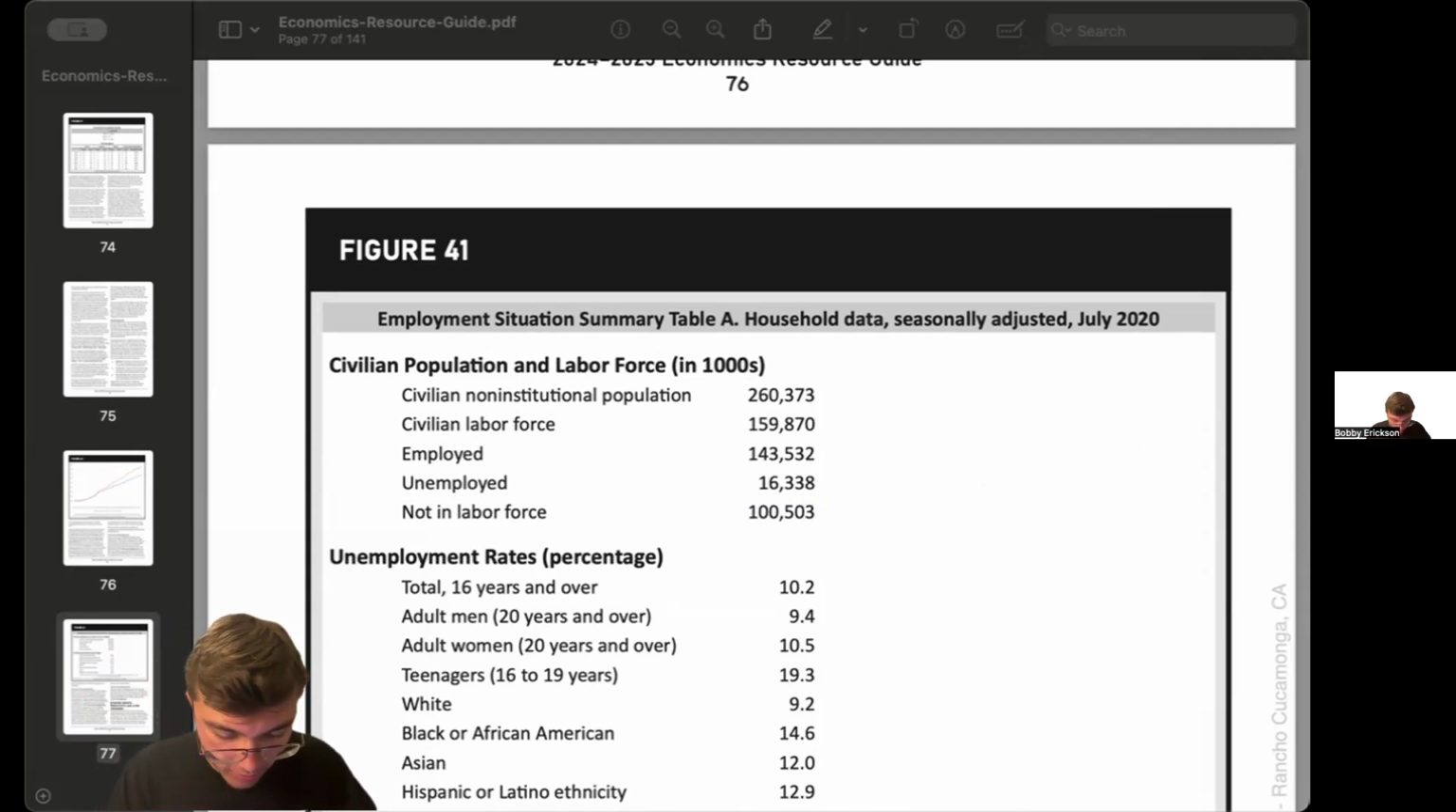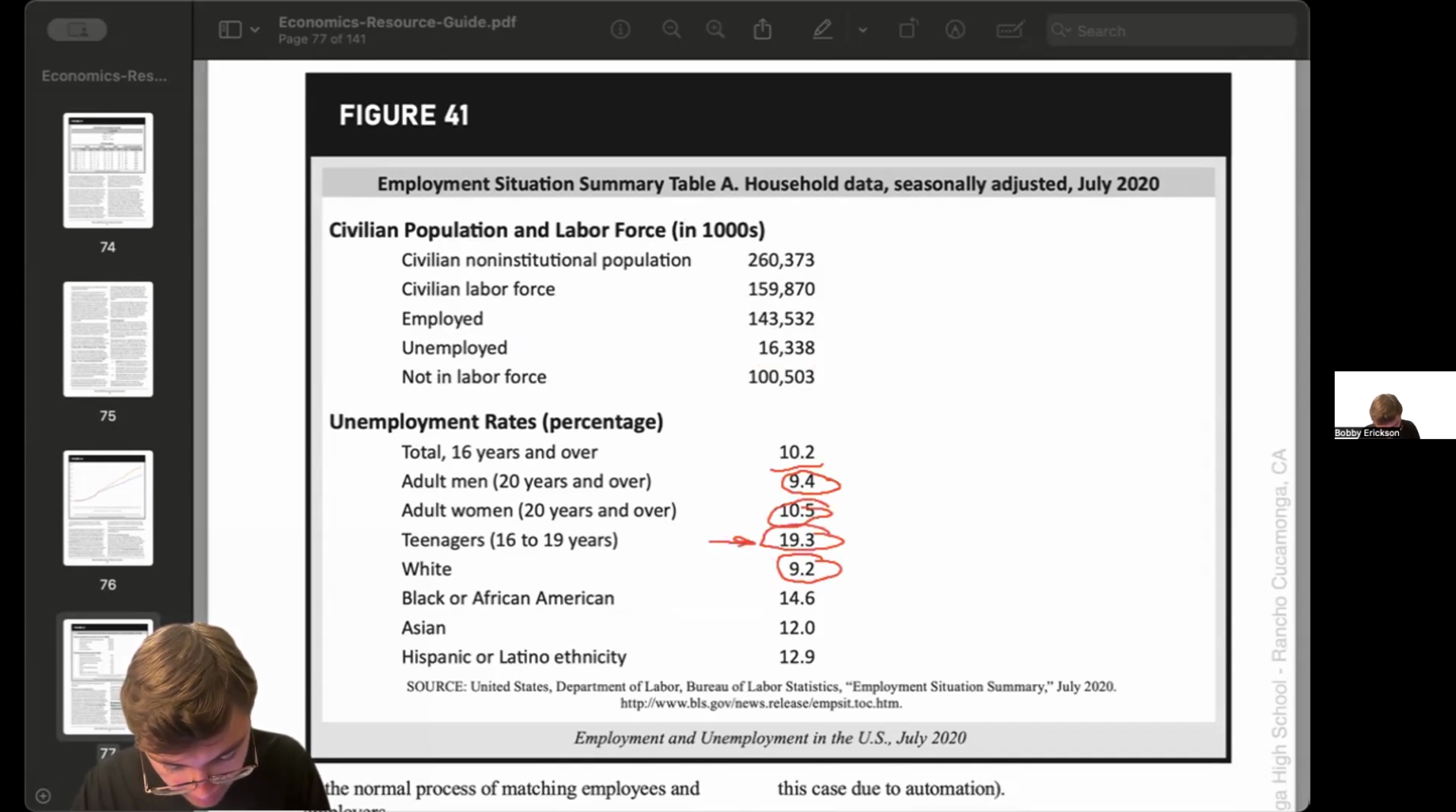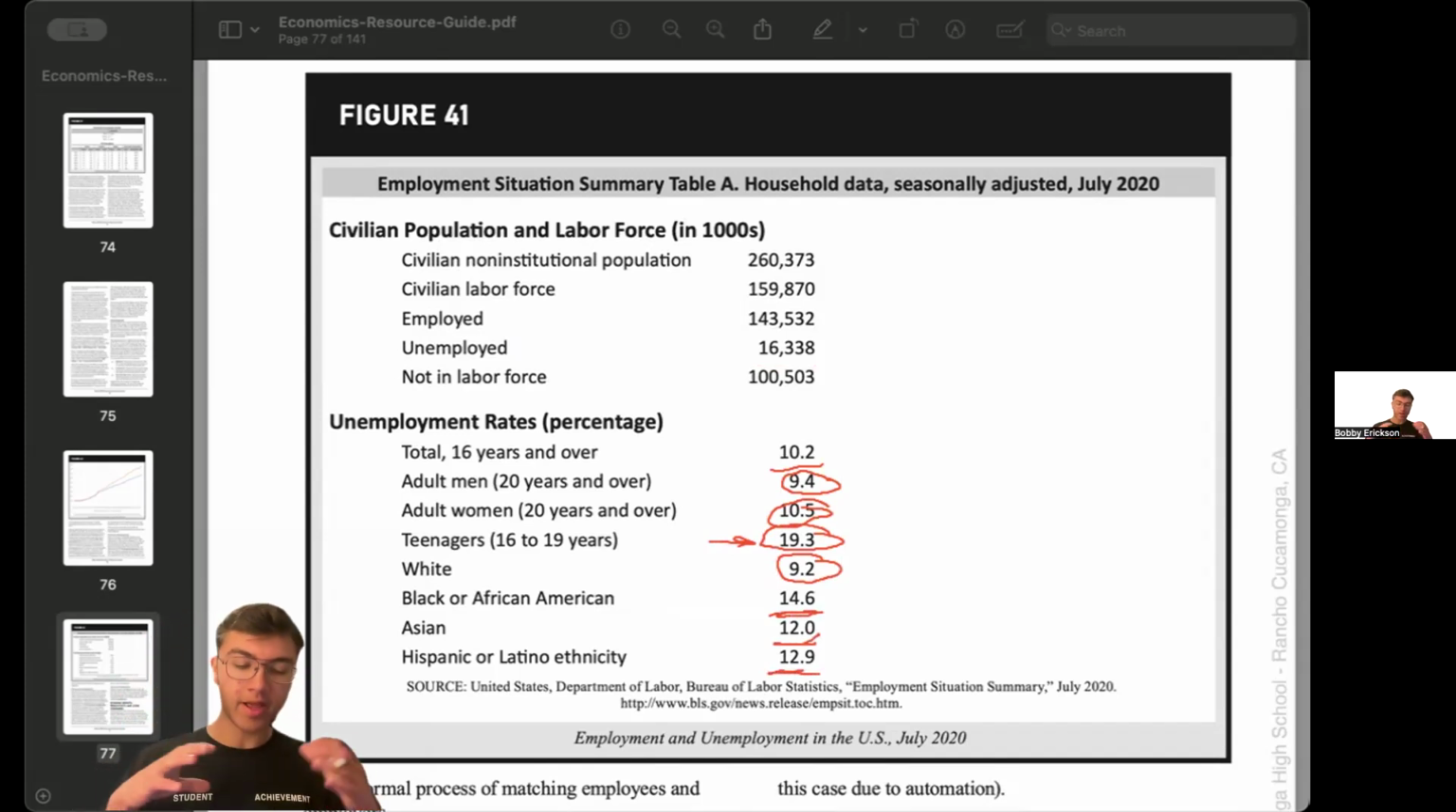And so then we can also look at the unemployment rate percentages and how they differ among different people. So total is 10.2. Adult men was one of the lowest with 9.4. And then white was 9.2. And then women, it was 10.5. Teenagers, 19.3. Clearly the highest unemployment rate here. Black or African American is the next highest unemployment. Then we had Asian and Hispanic or Latino ethnicity. So clearly we have differing unemployment rates for different people.